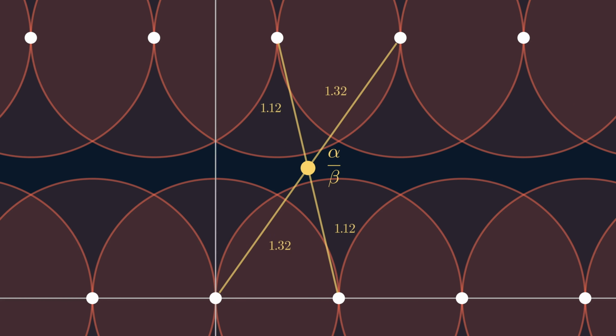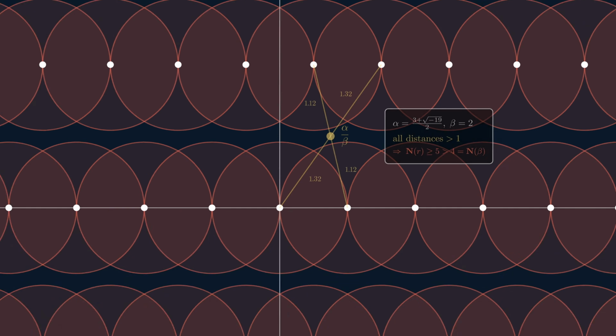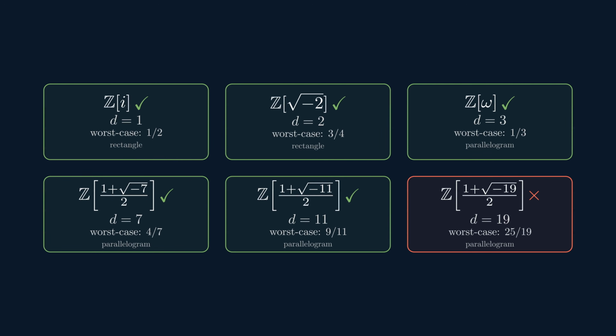This is actually a famous example that we alluded to earlier. Z adjoin 1 plus the square root of minus 19 over 2 is something called a principal ideal domain, which means it has unique factorization, but there is no division algorithm. Now, what we just showed is that there's no division algorithm using the Euclidean norm, but in fact, there is no division algorithm at all. This is one of the most well-known examples of a principal ideal domain that is not a Euclidean domain. And so that gives us 5 values where we get a normed Euclidean domain, and that is d equals 1, 2, 3, 7, and 11, and that's the complete list.